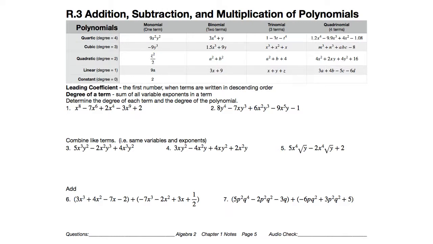Alright, good people, this is section R-3, the third section in the review chapter. It's addition, subtraction, and multiplication of polynomials. Dang, we gotta go over what a polynomial is, then we have to figure out how to add them together, and how to subtract two polynomials, and then how to multiply two polynomials.